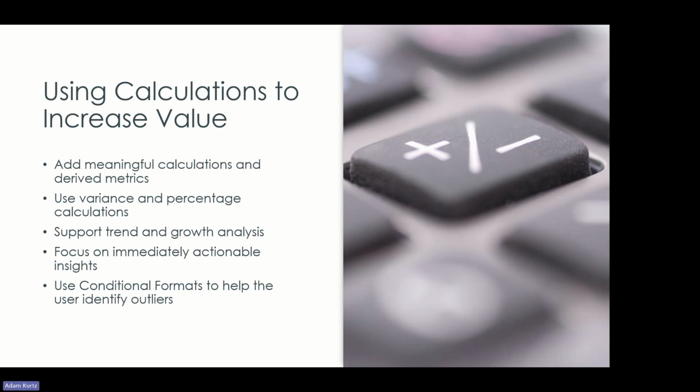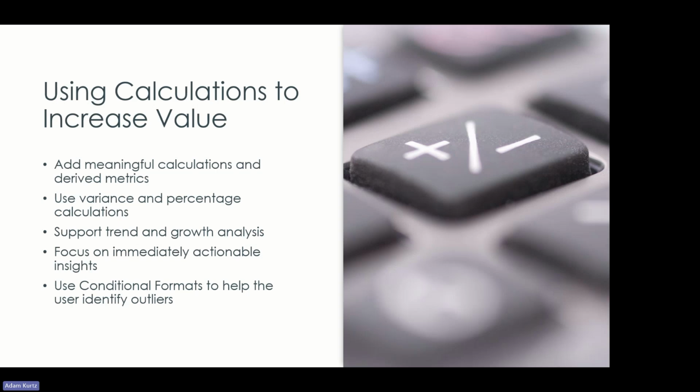Support trend and growth analysis. Again, variance percentages or achievement percentages do a great job of this. So definitely helps them focus in on growth or decline for that matter, when they can sort on that column or do some filtering on that column and very quickly identify outliers.